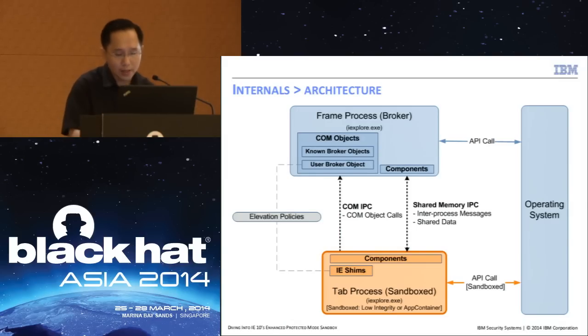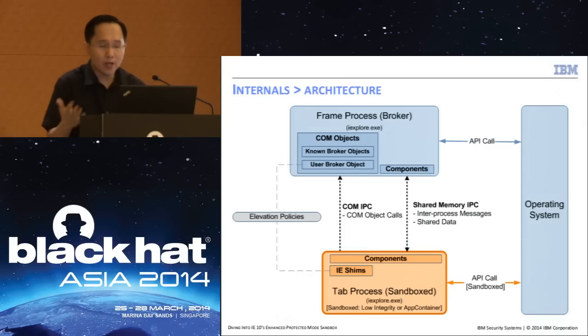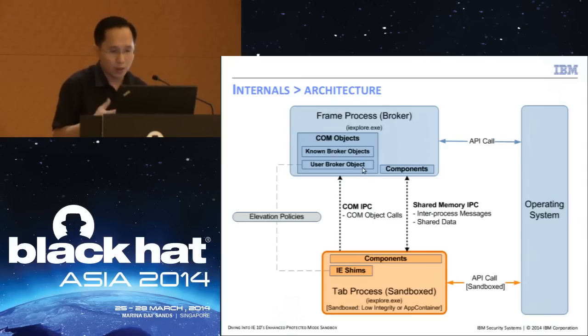Through API hooking, the IE shim mechanism provides a compatibility layer for browser extensions to run in a low privilege environment. For API calls that would result in the execution of a process or a COM server, IE shims looks at the elevation policies to determine whether to forward the launch type API calls to the broker so that the broker will call the API on behalf of the sandbox process.